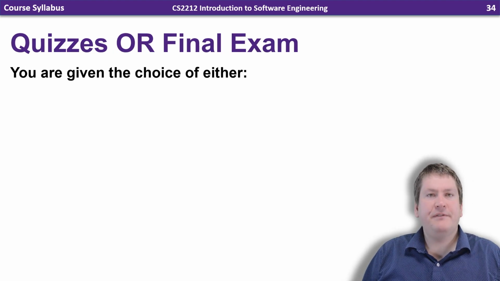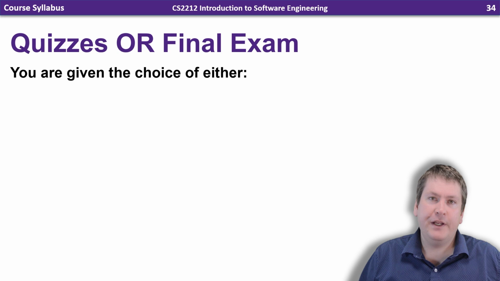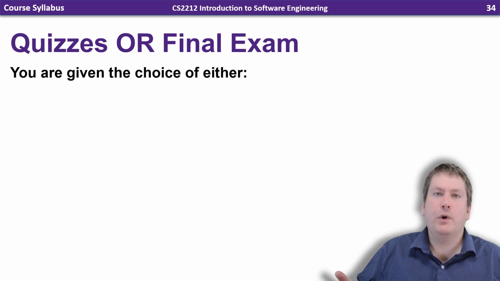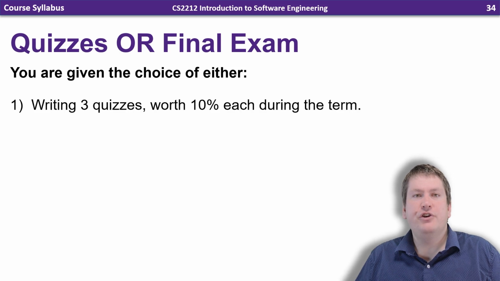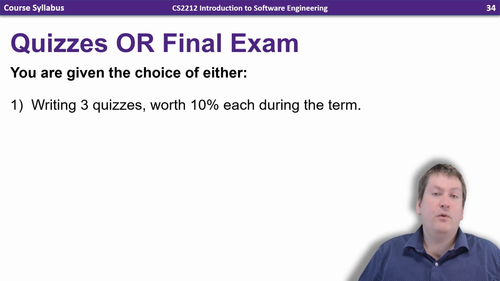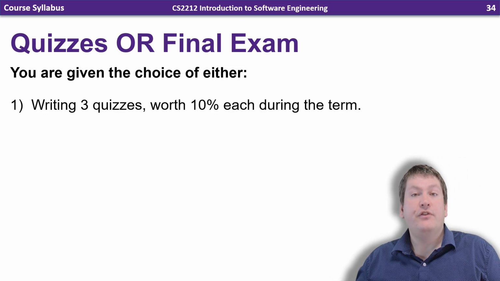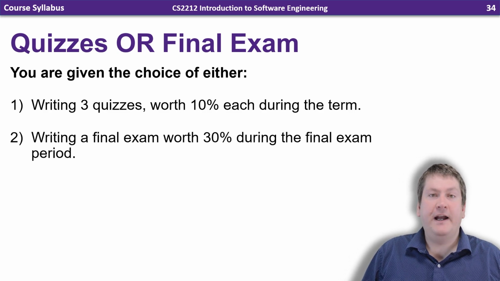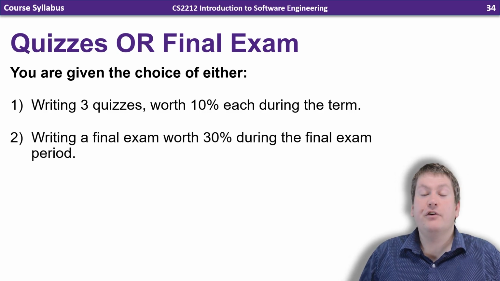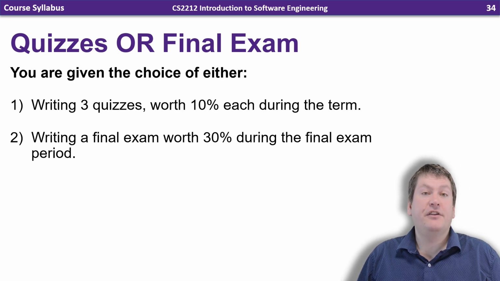The last component we have to talk about are quizzes or final exam. So in this course, to make things easier for you and to fit everything into how you're working on the project, we give you an option. You can either choose to write 3 quizzes worth 10% each, totaling 30% during the term, or you can write a final exam worth 30% during the final exam period at the end of the term.